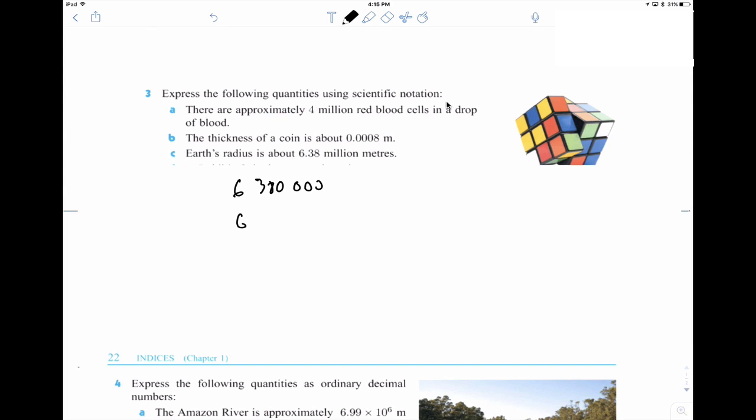Well, we already have the 6.38 times 10 to the how many? It's going to be 1, 2, 3, 4, 5, 6. There you go. 10 to the power 6. Which makes sense another way stated, because 10 to the power 6 is a million, and this is 6.38 of them. Now that makes sense, 6.38 millions.